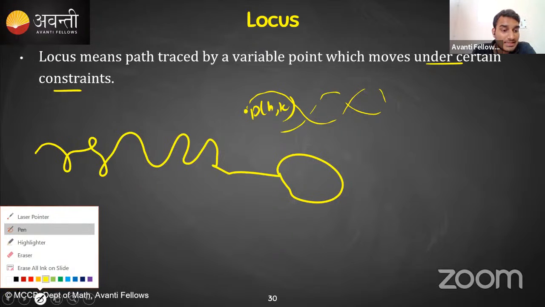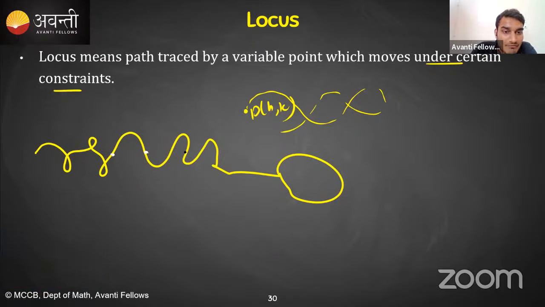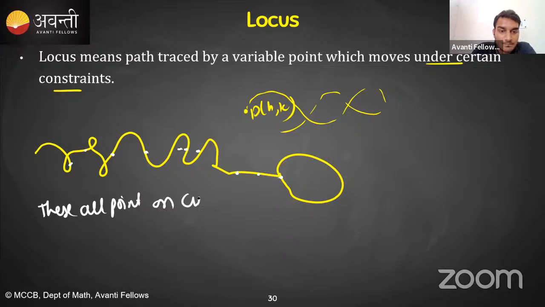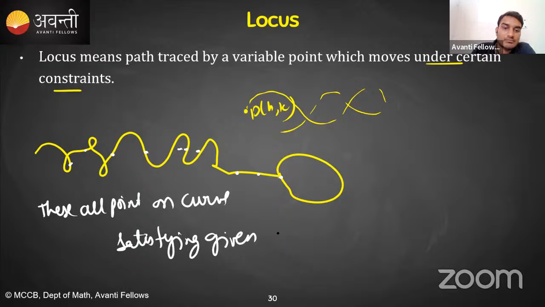So it means each and every point on this path satisfying our given constraint. Okay, these all points on the curve satisfying the given constraint. Okay, so that is locus. Clear? Is this clear? Definition is clear.